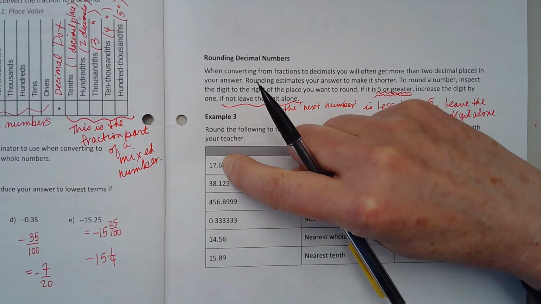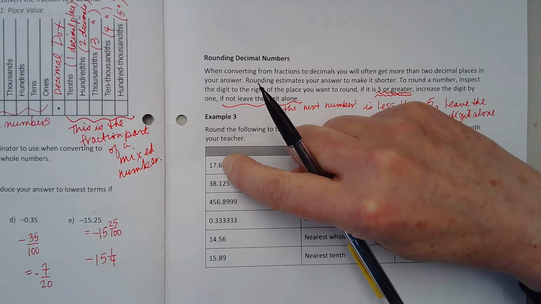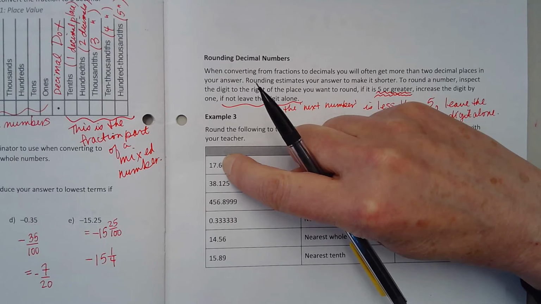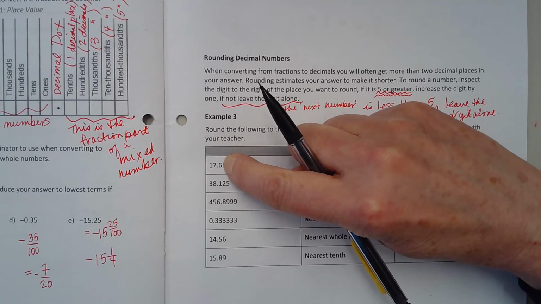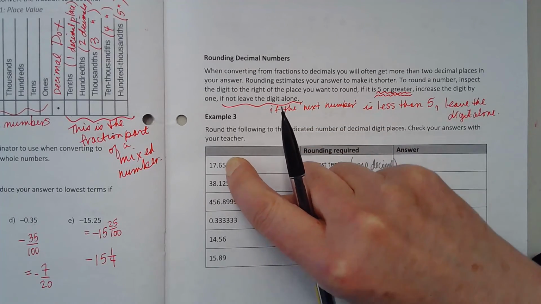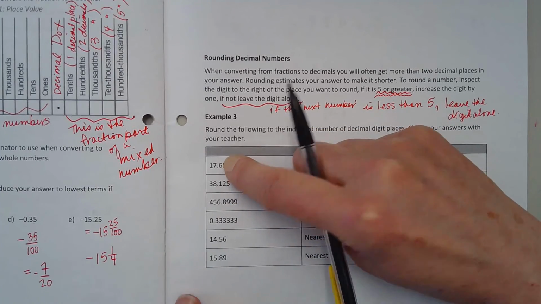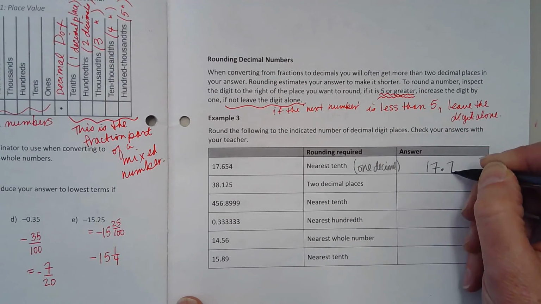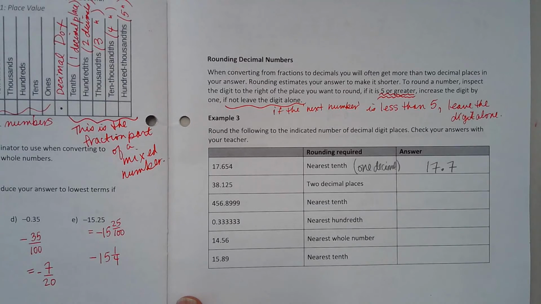So my answer is either going to stay 17.6, or that last decimal you see is going to bump up one. So it's either going to be 17.6 or 17.7. Those are your only two choices. I look next door, and it's 5. If it says 5 or greater, I bump up. So my answer is going to be 17.7. Okay.